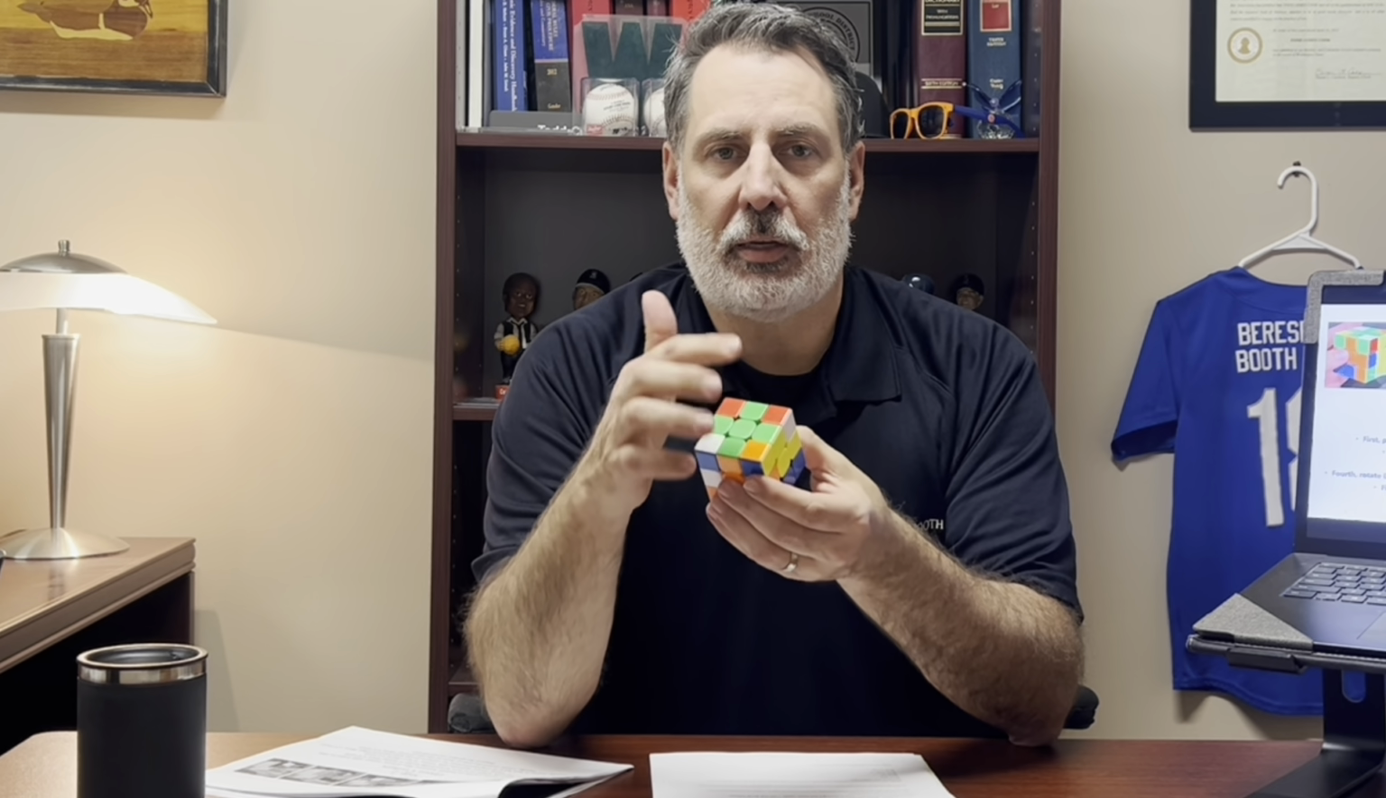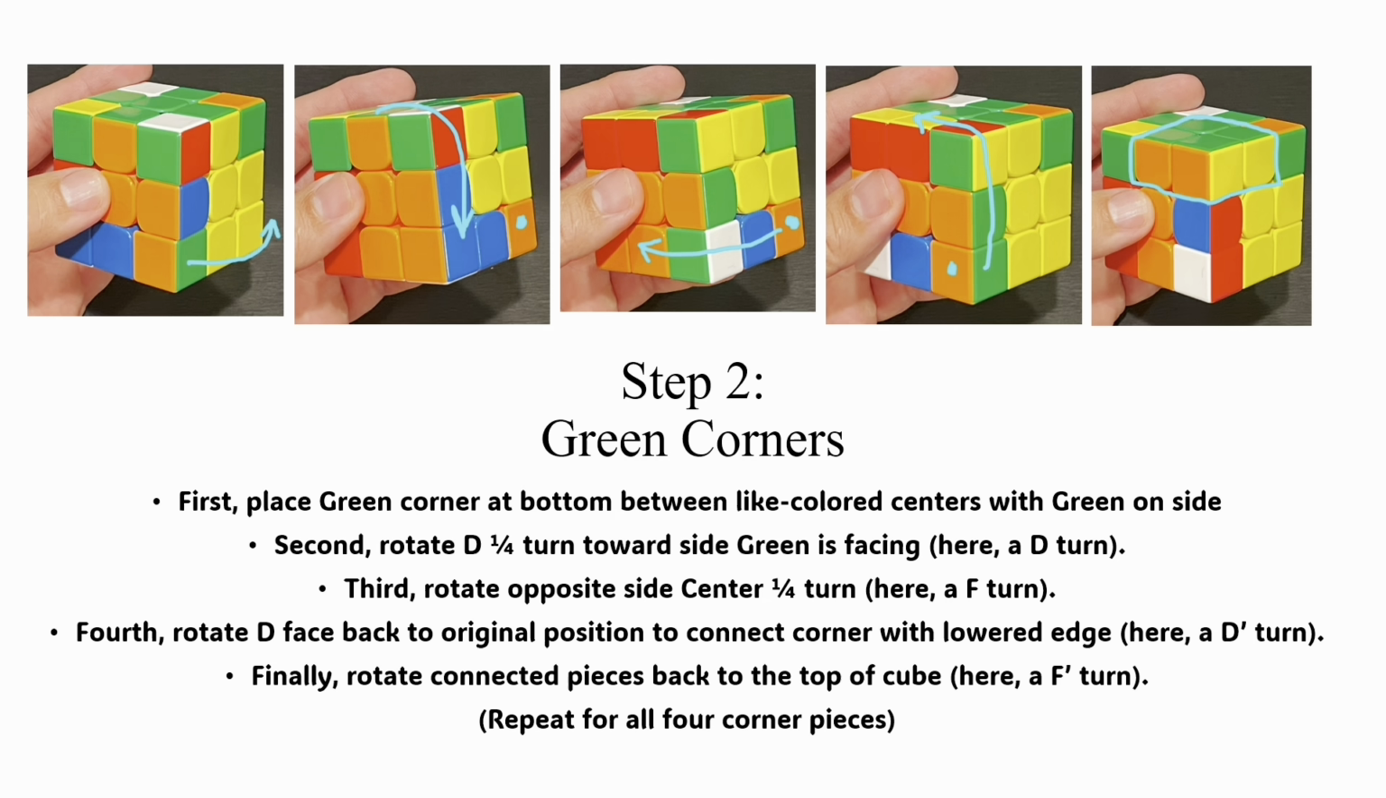Okay, now we're on to step 2 in the 7 steps of solving the 3x3 cube. The second step, after we have the green cross, is to solve the 4 green corners. First, place a green corner at the bottom between the 2 light colored centers with green on one side.